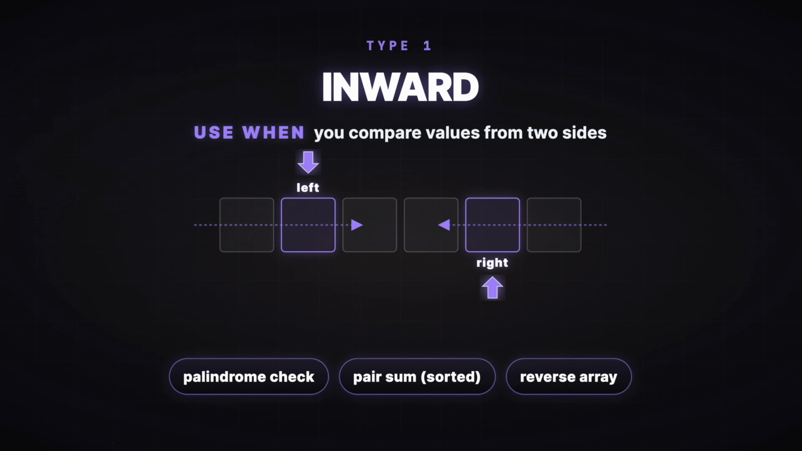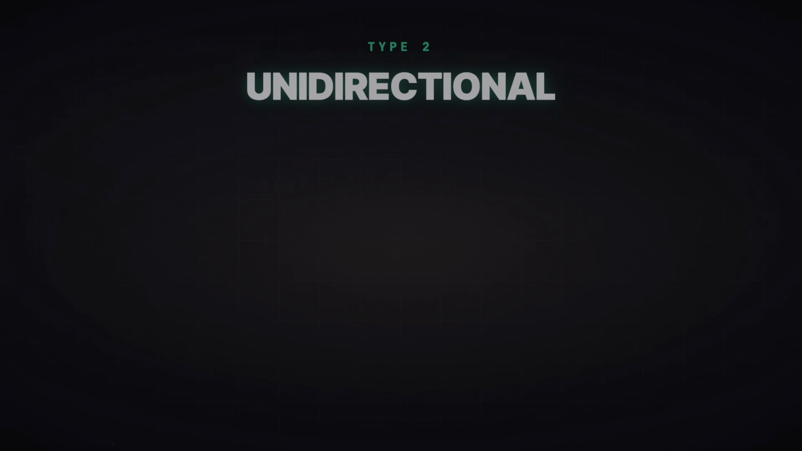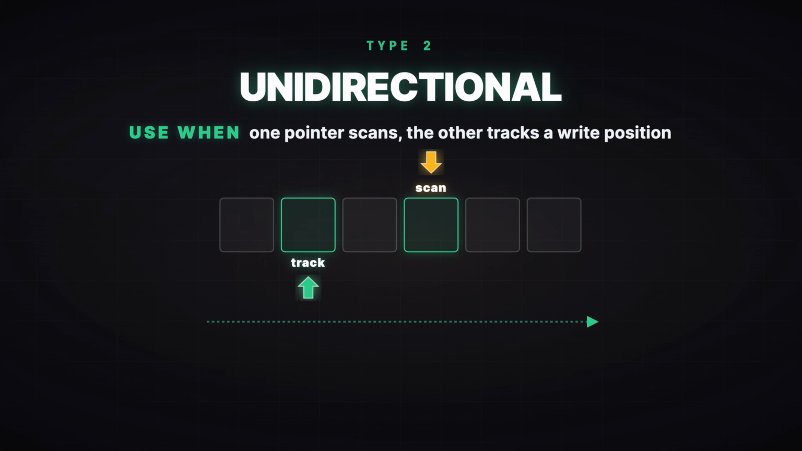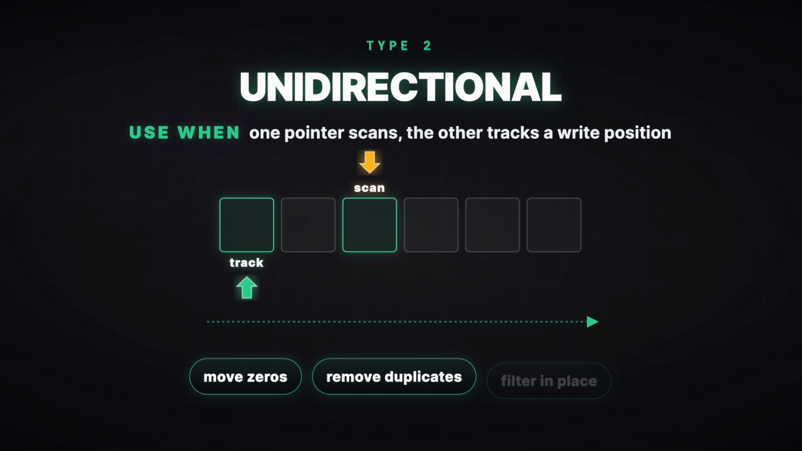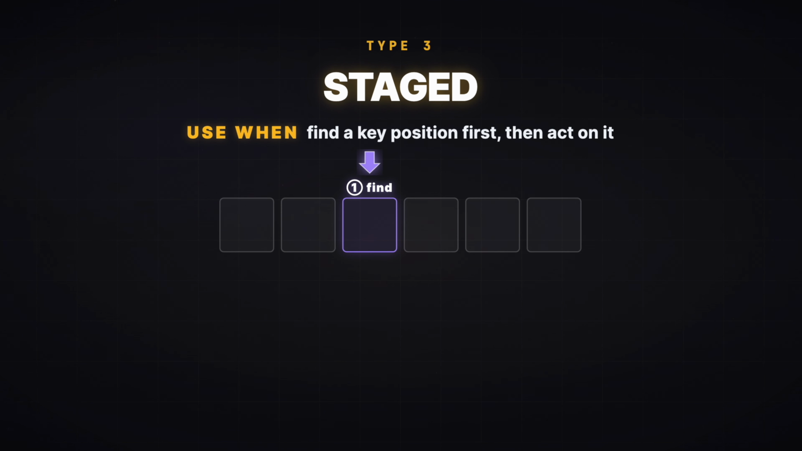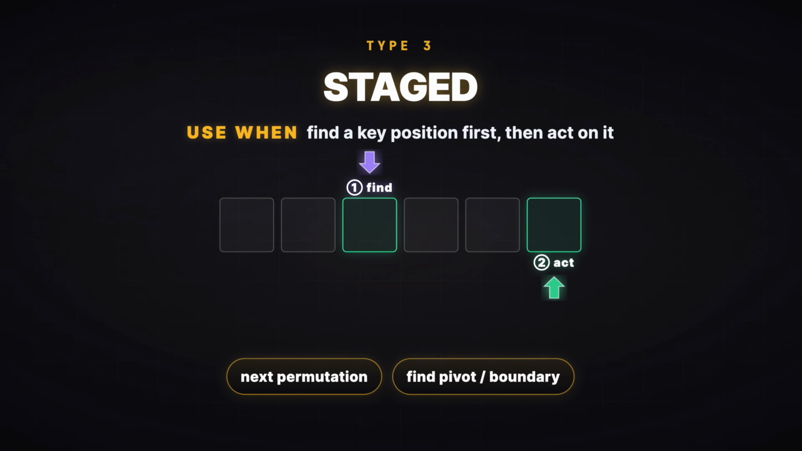In unidirectional traversal, both pointers move in the same direction. Use it when one pointer scans and the other tracks a boundary or right position. Examples include moving zeros, removing duplicates, and filtering elements in place. In staged traversal, one pointer finds an important position first. Then another pointer helps finish the operation. Examples include next permutation and problems where we find a pivot, boundary, or turning point before rearranging the data.